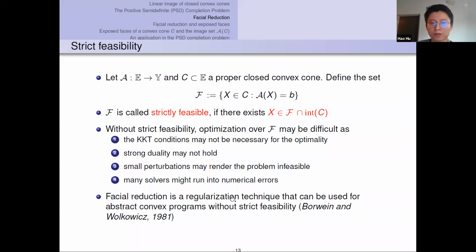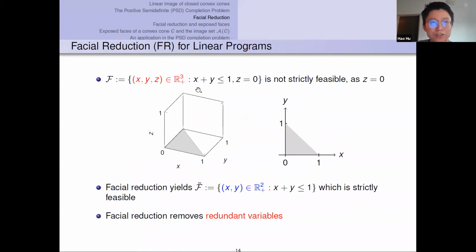It is a regularization technique that can be used for any abstract convex program without strict feasibility, so it covers a lot of different problems. We will especially talk about linear programs and semi-definite programs here. The idea of facial reduction is actually very simple. Let's use linear programs as an example.